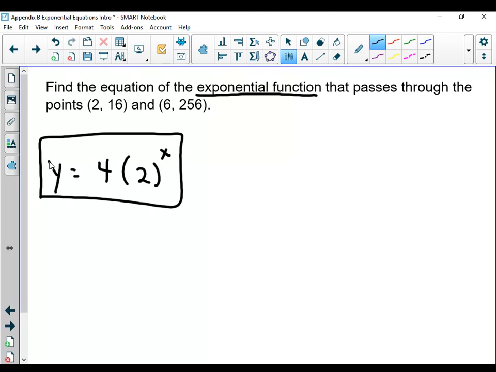I just plugged it in. Yeah, I plugged that in along with the X and Y value. It's really the same thing we did back. Yeah. She did correct us.